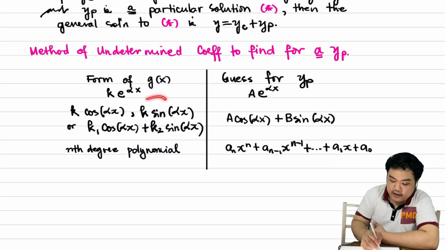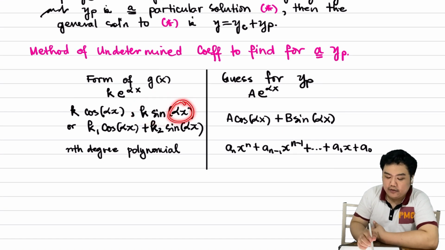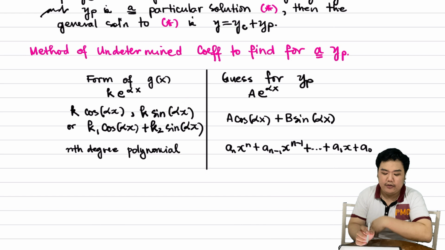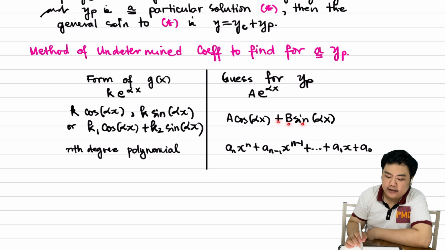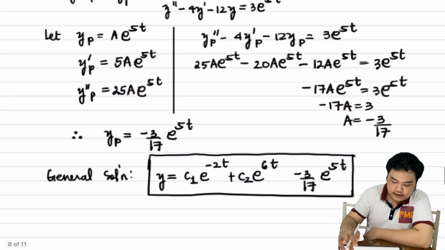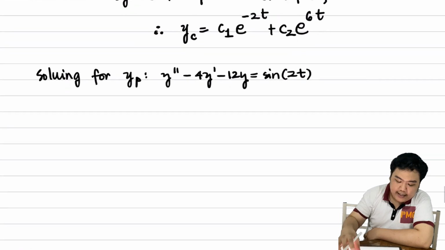So, in the form k sine of your angle, instead of xt, the constant there is 1. So, when the form is like this, your guess for y sub p is a cosine plus b sine. Then you just copy what's inside them. So, let us do that.